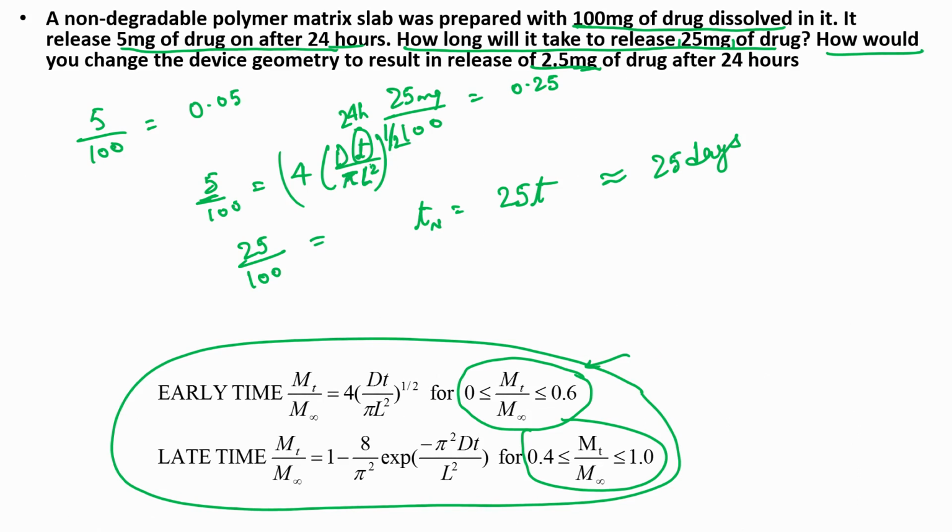And if you look closely, this is L squared under a square root, so this is nothing but a function of 1 by L. If I now want to decrease the release to 2.5 milligram from the original 5 milligram, I would have to change L so that the whole thing becomes less by 2 times. So, the L would have to change accordingly. This is fairly easy to find out.